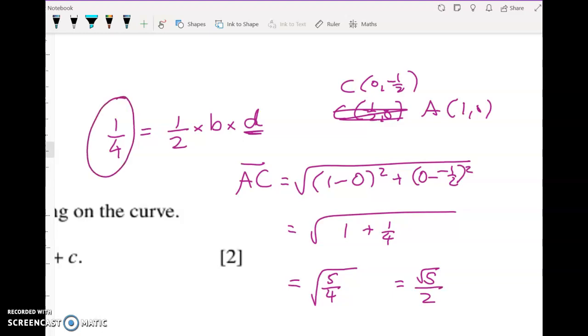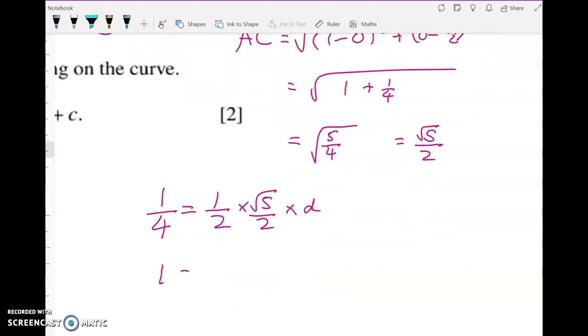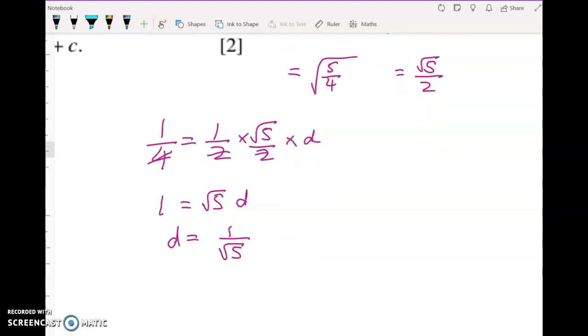So we know this 1/4 from the easy rectangle calculation, and now we've figured out what the base is. So we can say that 1/4 is equal to 1/2 times √5/2 times D. So I'm multiplying everything through by 4, 1 is equal to √5 D, which gives me the distance as 1/√5. And I'm asked to do that to 2 decimal places. So when you chuck that in your calculator, what did I get? I got D is equal to 0.45 to 2 dp.